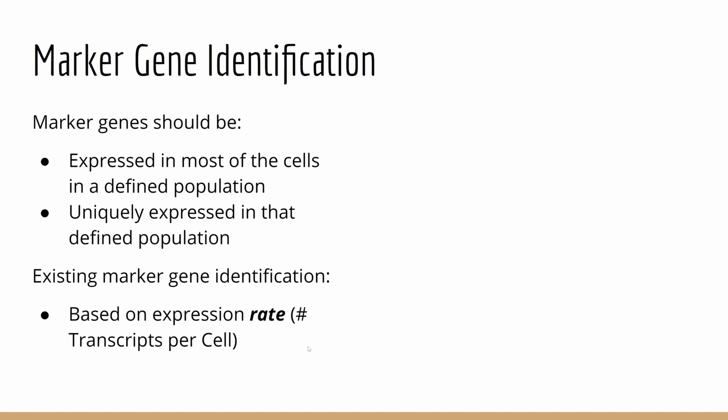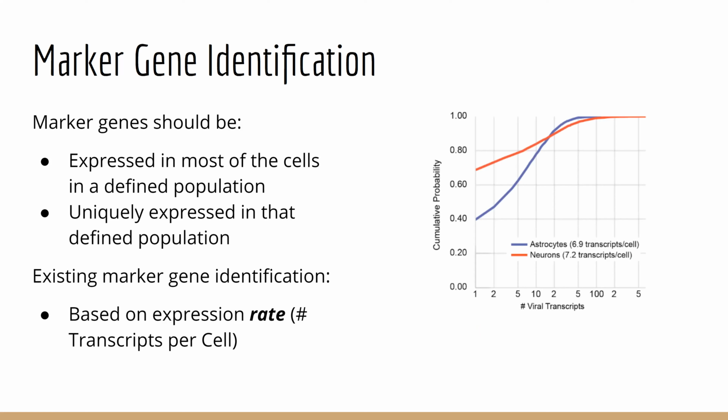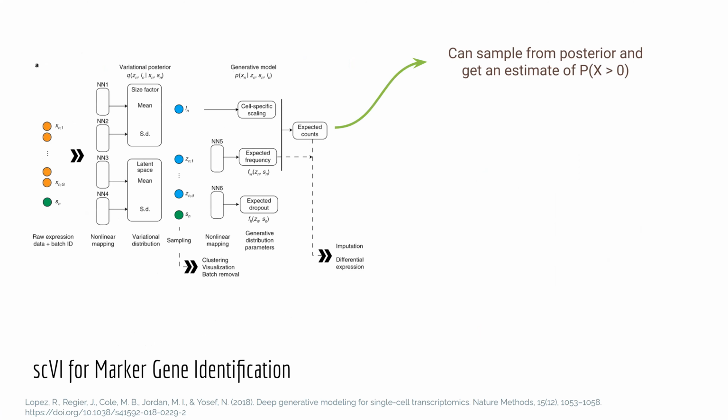A lot of existing marker gene identification pipelines are based on expression rate, the number of transcripts per cell, instead of the probability of that gene being expressed. So we're back here again to the probability of X greater than 0 versus the expectation of X. These are not the same thing, and they're not even necessarily rank correlated in distributions like the negative binomial. So mean expression, in my opinion, is not the right metric for determining whether a cell is expressing a marker gene. And as evidence, we saw that with the astrocytes versus neurons.